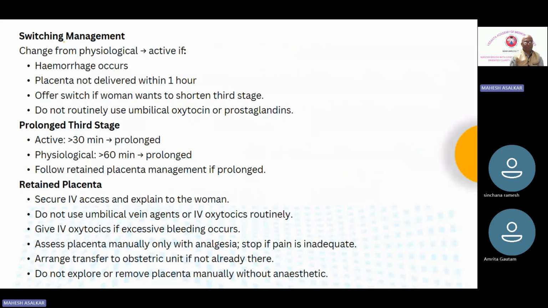Now, in retained placenta, secure IV access and explain to the woman. Do not use umbilical vein agents or IV oxytocics routinely. Give IV oxytocics if excessive bleeding occurs. Assess placenta manually, only with analgesia. Stop if the pain is inadequate. Arrange transfer to the obstetric unit if not already there. Do not explore or remove the placenta manually without anesthesia. So always transfer the patient to the operation theater and then only explore or remove.